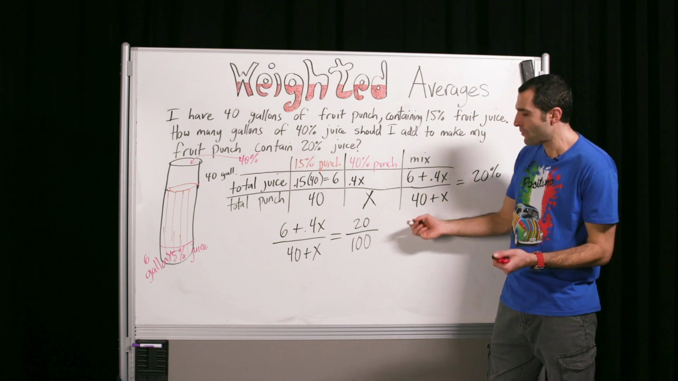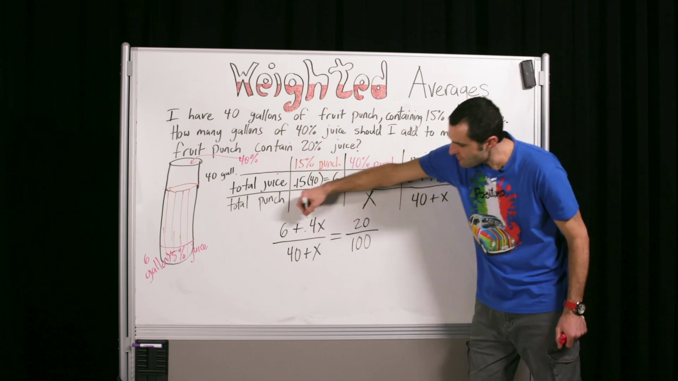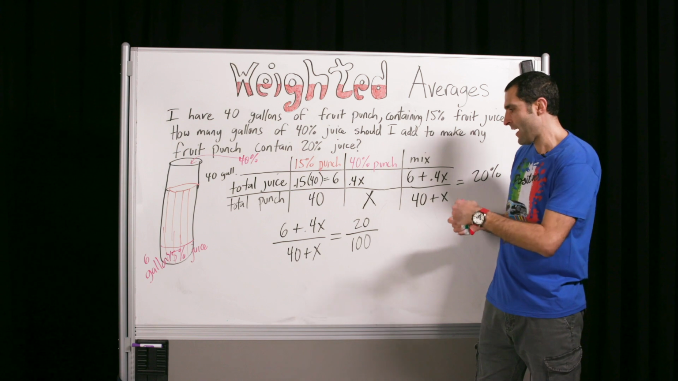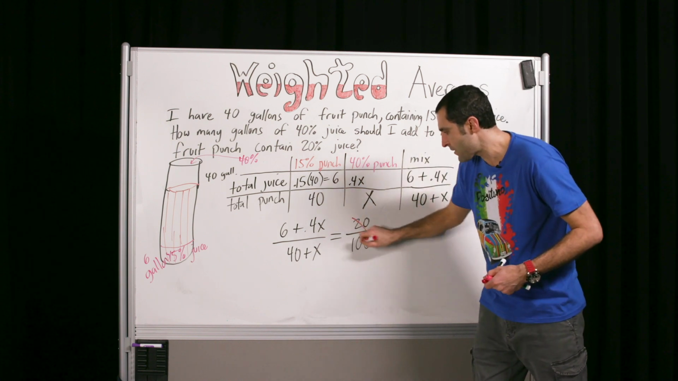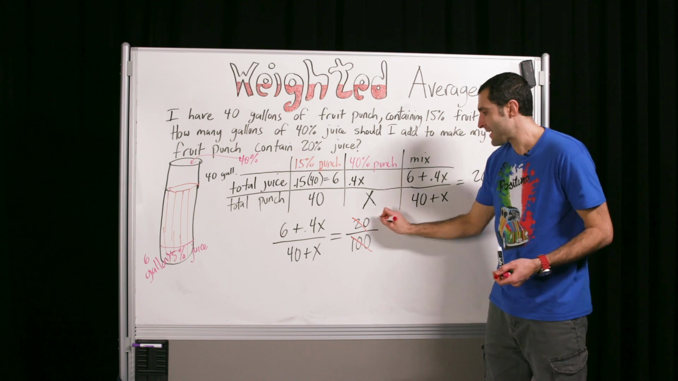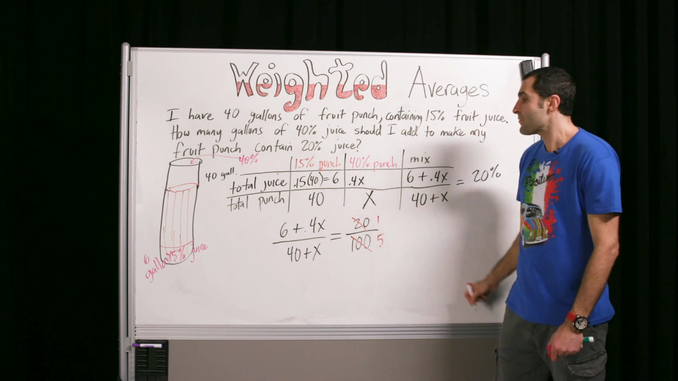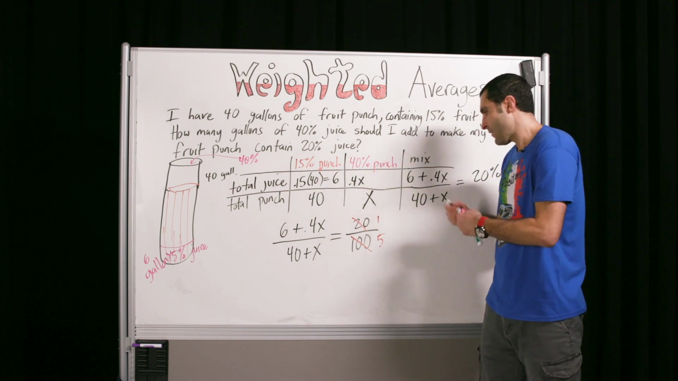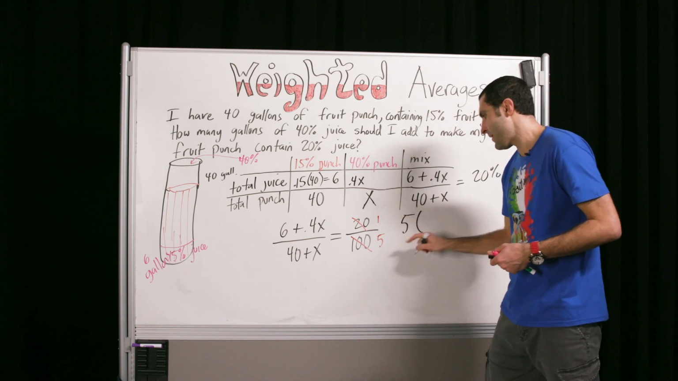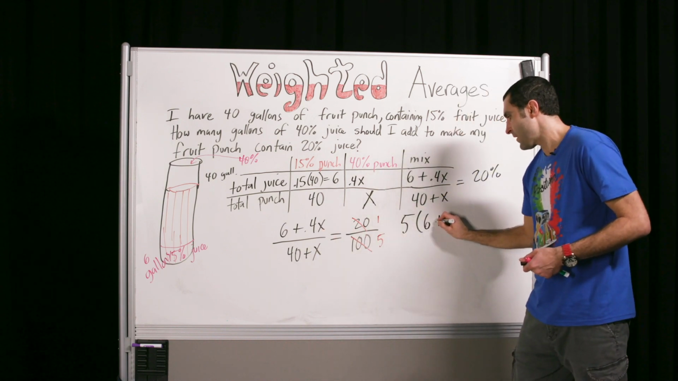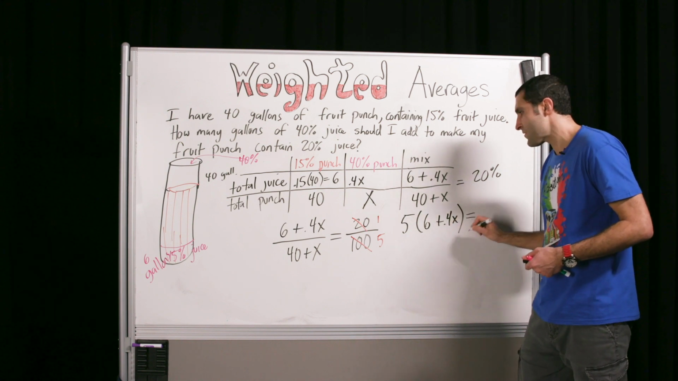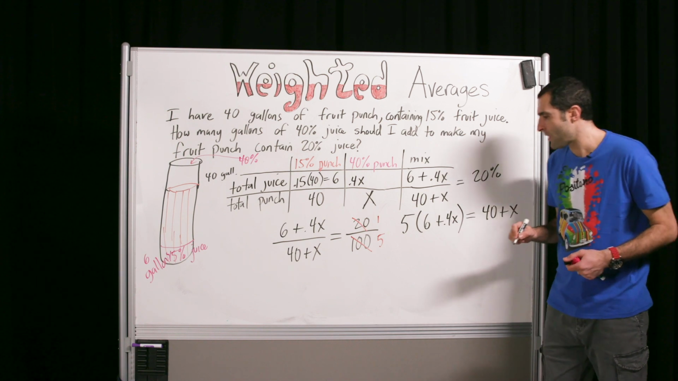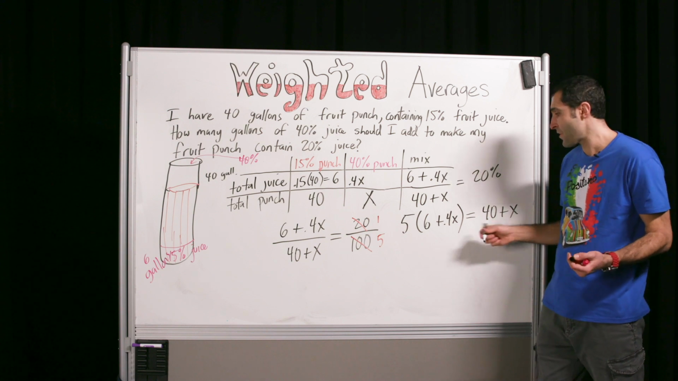20 over 100. Good. So we could simplify this. Cross multiplication will help, but before we cross multiply, we can simplify. 20 and 100 have a common factor of 20, and that's 1 over 5, right? So now we can cross multiply. 5 times (6 plus 0.4x) equals 1 times (40 plus x). Good, there we go. And now we distribute and solve for x.